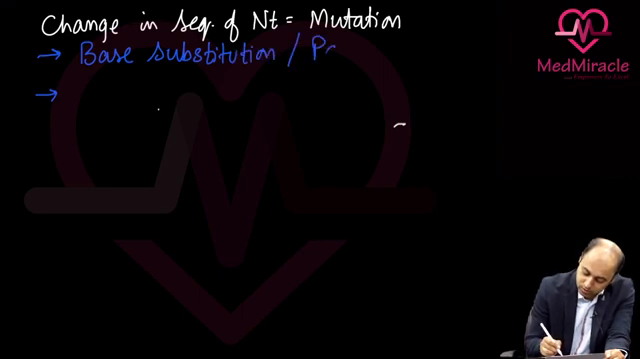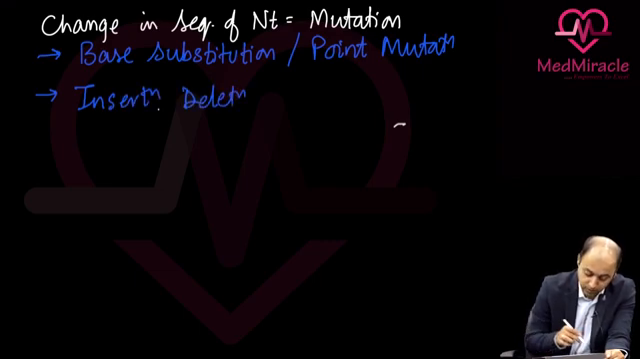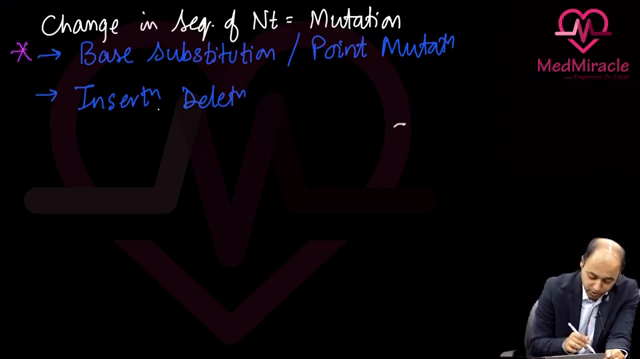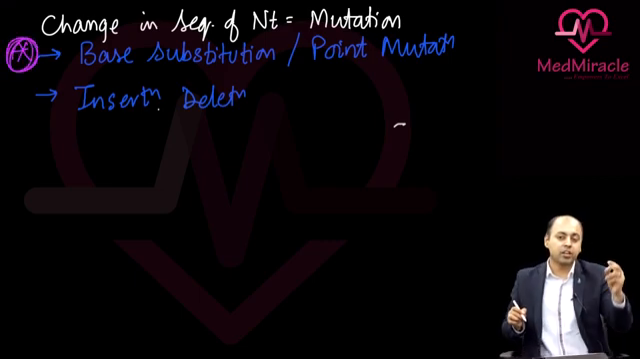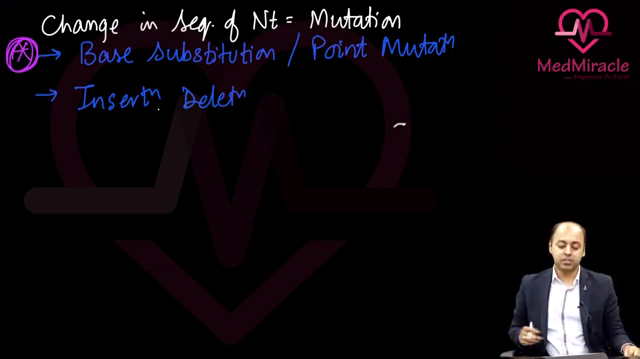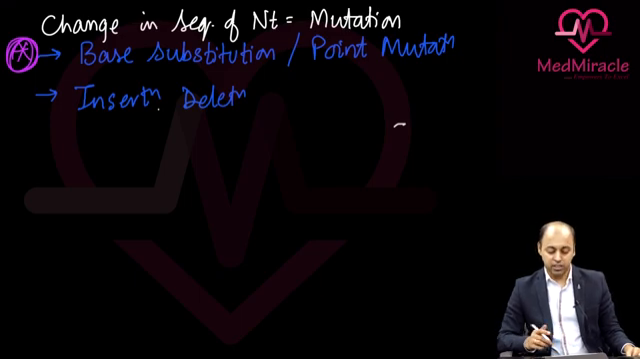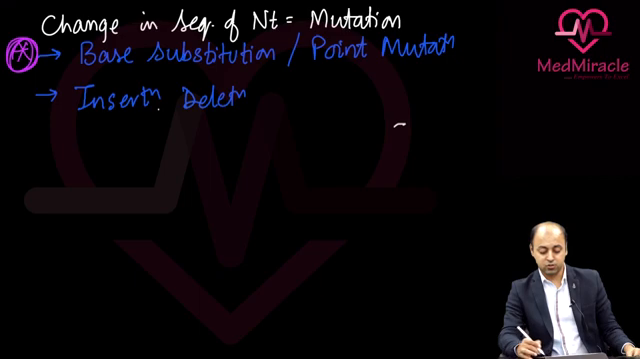Also known as point mutation. And the second is insertion deletion. The base substitution or point mutation is by far the most common type of mutation, and therefore the most commonly asked in your exam. Let's take a look at the base substitution.